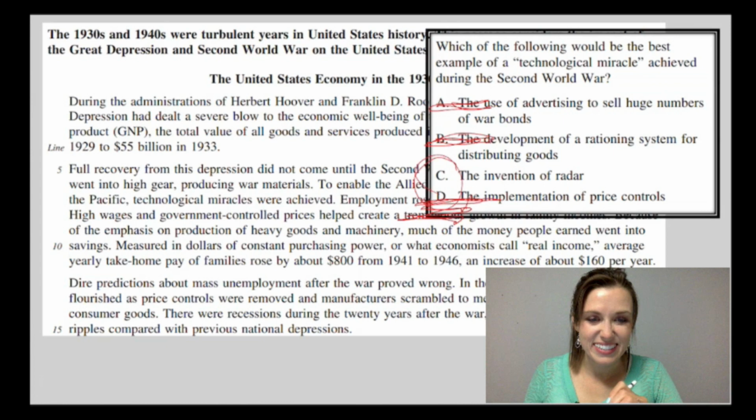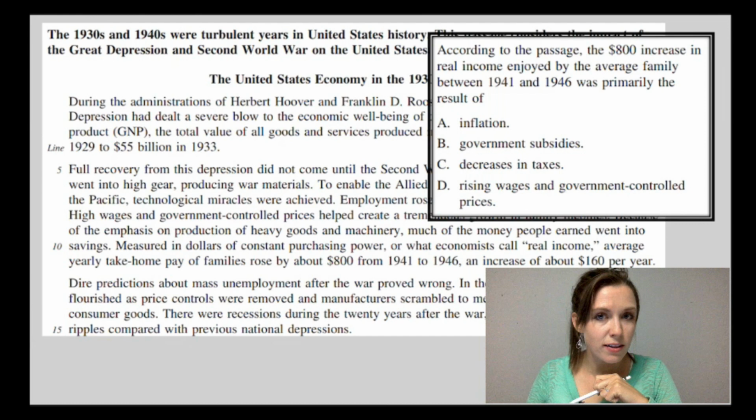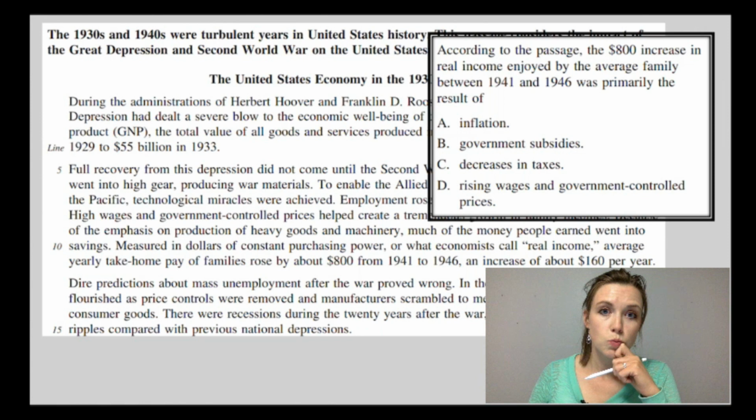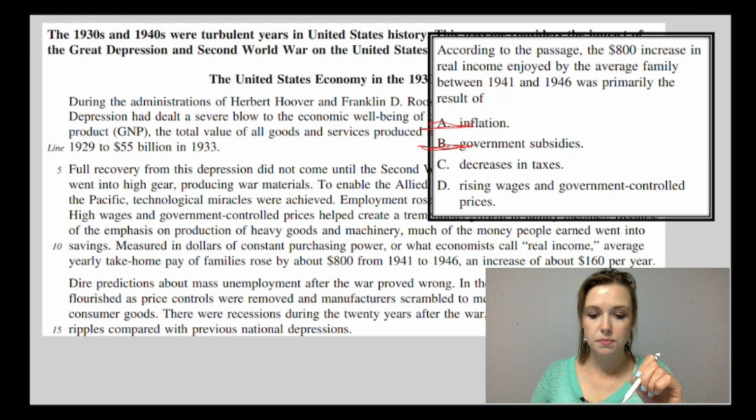According to the passage, the $800 increase in real income enjoyed by the average family between 1941 and 1946 was primarily the result of inflation. No, inflation means that things cost more. It doesn't mean that people start to have more. Government subsidies? No, I mean, they're putting people to work, right? Decreases in taxes? No, it didn't talk about taxes.